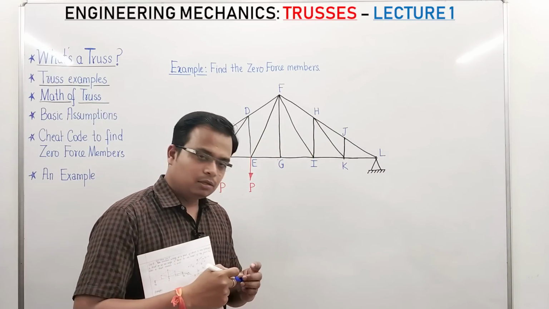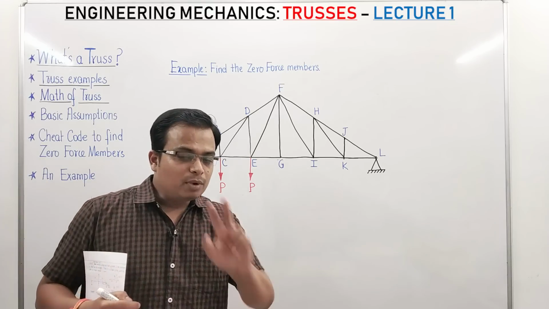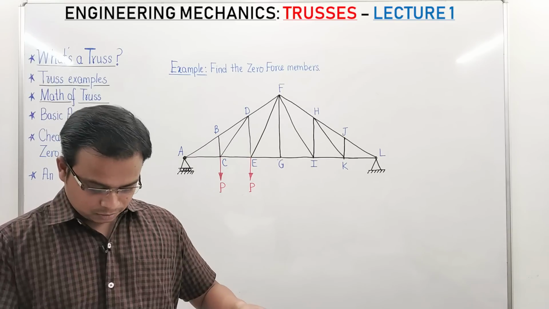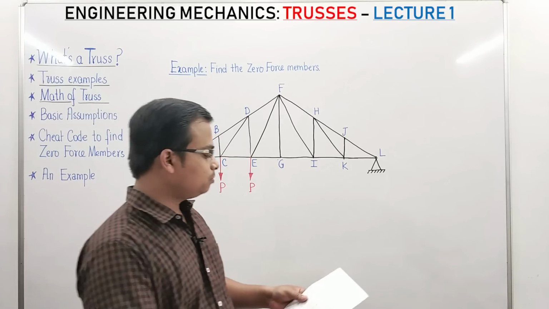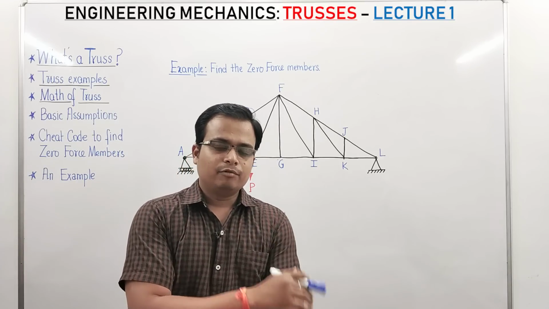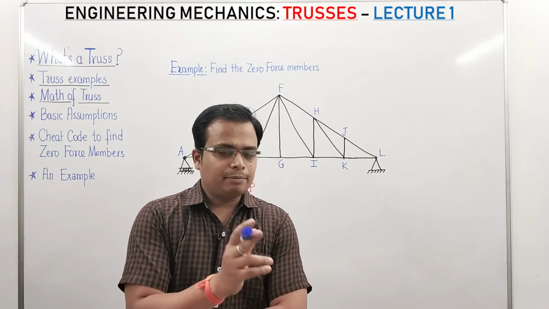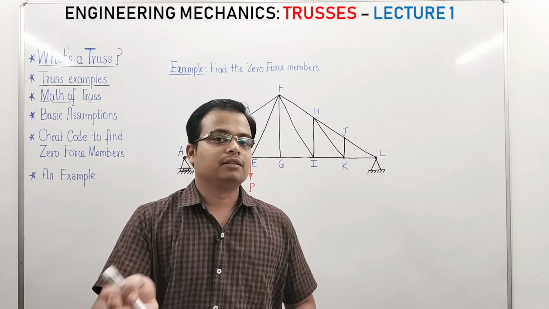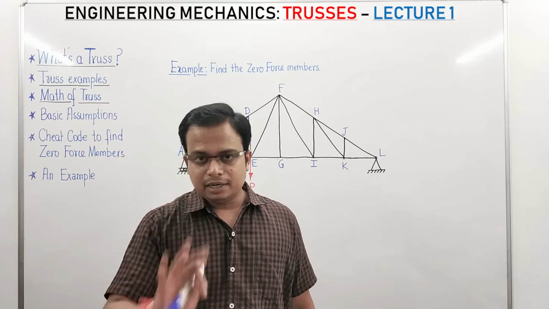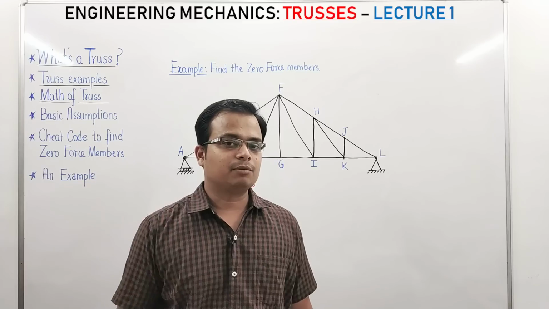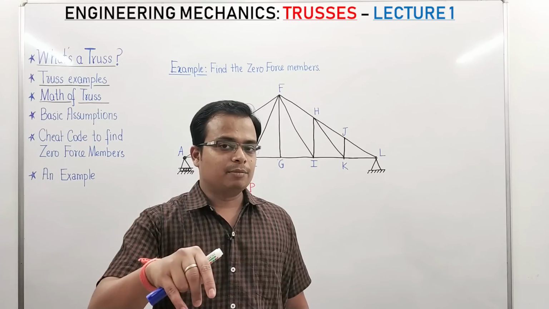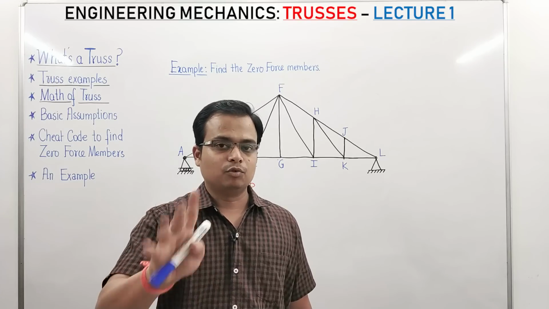Again, let me summarize. There were 2 cheat codes. One based on 2 members at a joint, while the other based on 3 members at a joint. In the first case, 2 members were at the joint with no external force on the joint, and at the same time those 2 members were not collinear. Remember this, they were not collinear. But in the third case there were 3 members acting at a particular joint with no external force, and 2 members were collinear, and the third member will have 0 axial force, 0 Newton axial force.